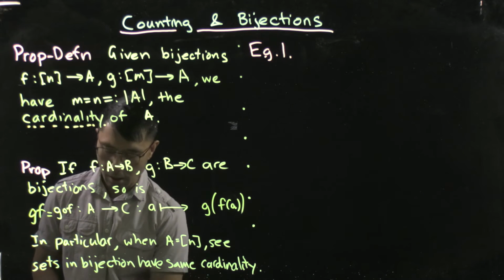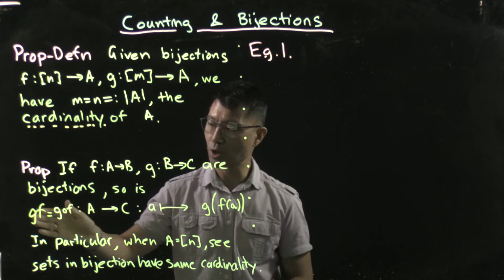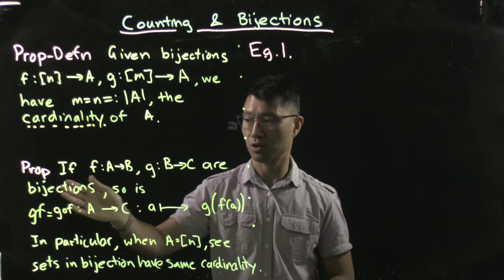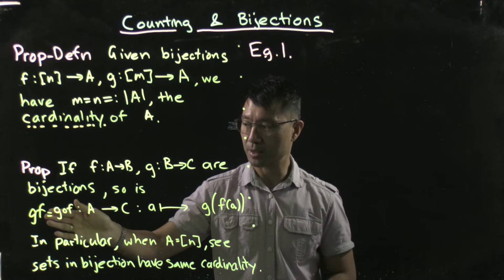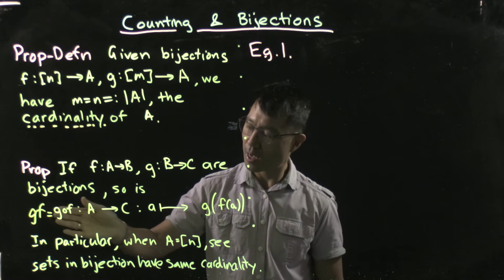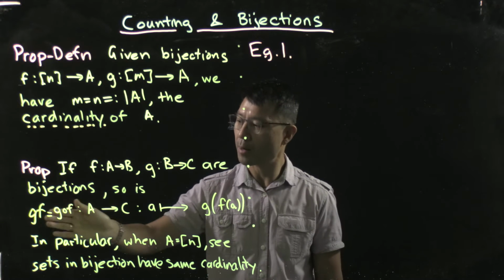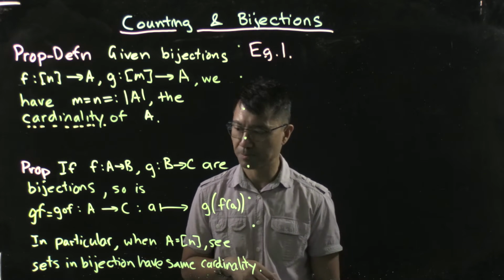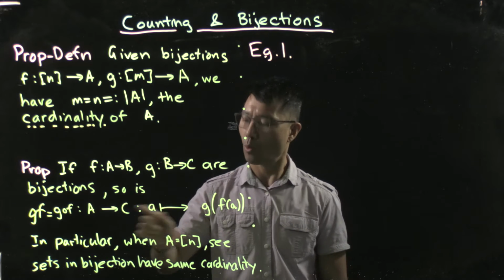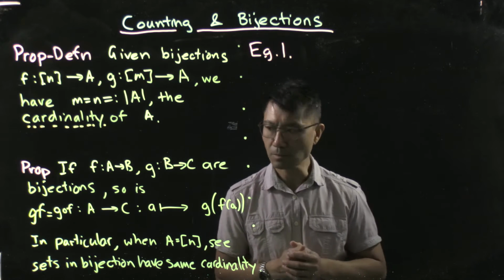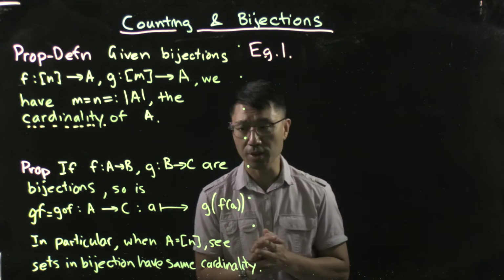Though sometimes this can be confused also with the product of two functions, depending on the context. In this case here, it's unlikely to cause confusion, but if you're worried about that, then you use this notation here. And it's just a function from A to C where you do function of a function. So how does this help us to count?